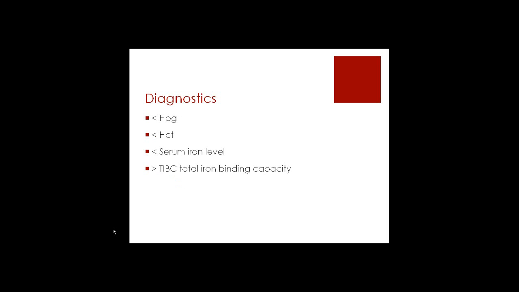Diagnostically, you'll see a decreased hemoglobin and hematocrit. You'll also see a decreased serum iron level and an increased total iron binding capacity.